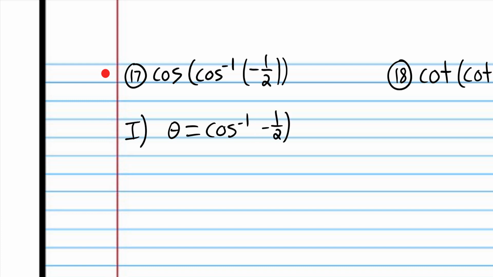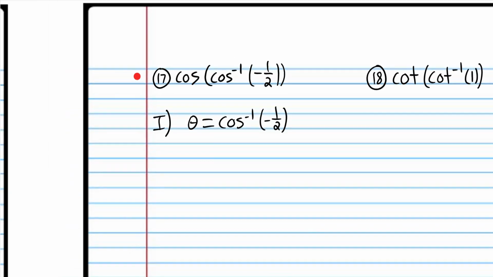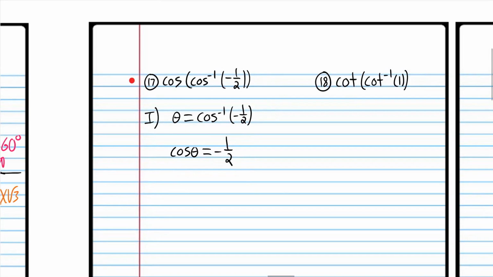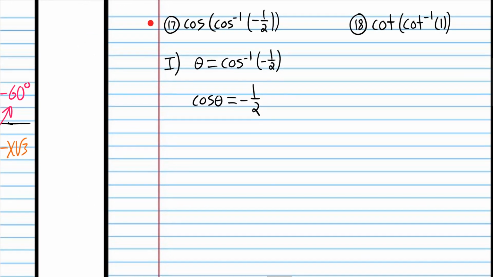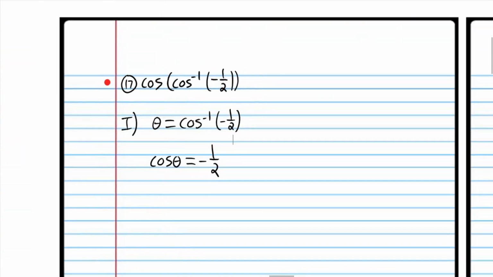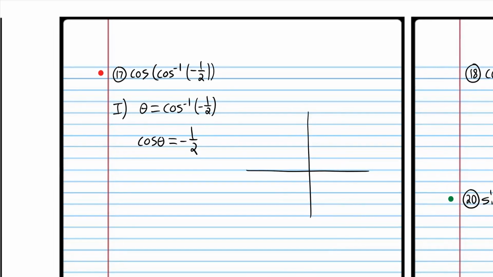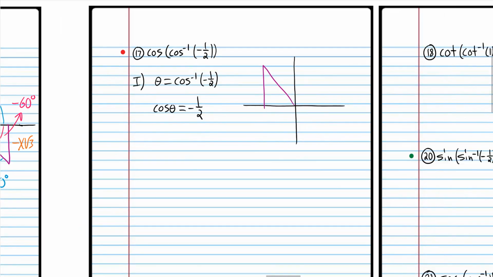And we're going to translate that equation. And we see what we're looking for is theta when the cosine ratio equals negative 1/2. So we can draw some triangles. Cosine is negative in the second quadrant and the third quadrant.